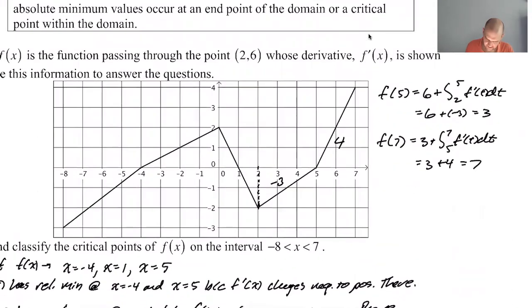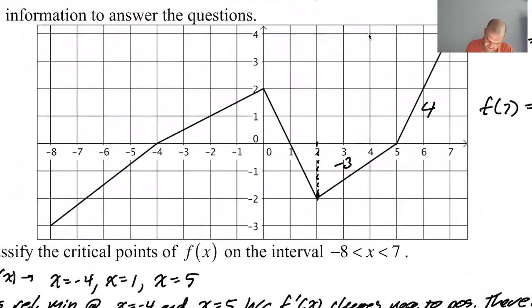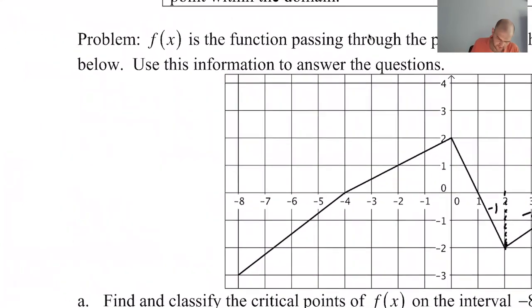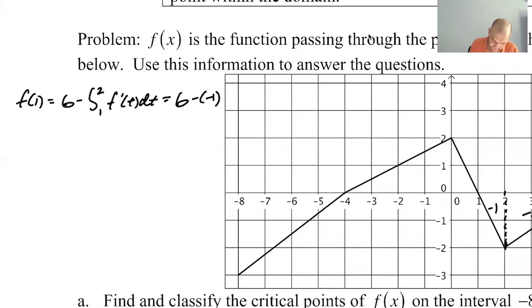And then, okay, so this is -1. So f of 1 is going to be, I'm going to say 6 minus the integral from 1 to 2. Right, because 6 plus the integral from 2 to 1, but you switch it and change the sign. So minus the integral from 1 to 2 of f prime of t dt. So that's 6 minus -1. So that's 7.